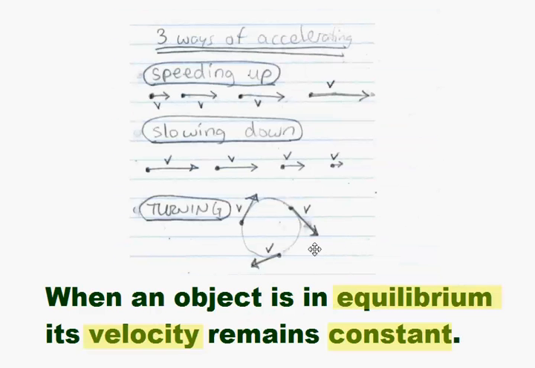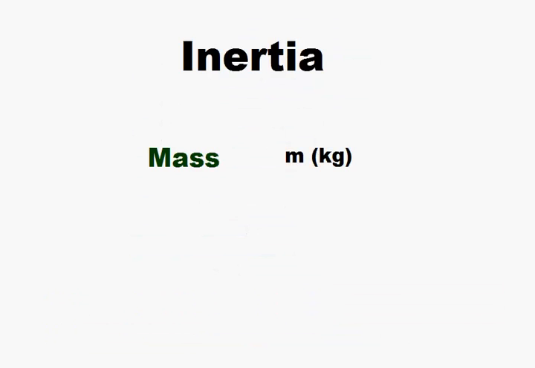You can think of Newton's first law in this more simplified way. When an object is in equilibrium, as long as all the forces cancel out, then the velocity is constant and none of this can happen. If it's not in equilibrium, then one of these three things must be happening to the object. It either has to be speeding up, or it has to be slowing down, or it has to be turning. That's Newton's first law. Newton's first law is also referred to as the law of inertia.